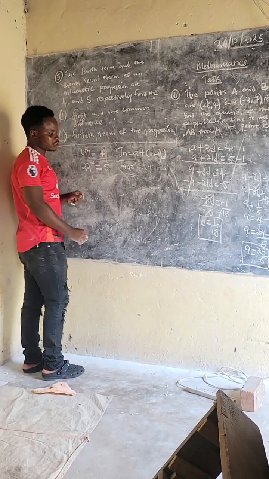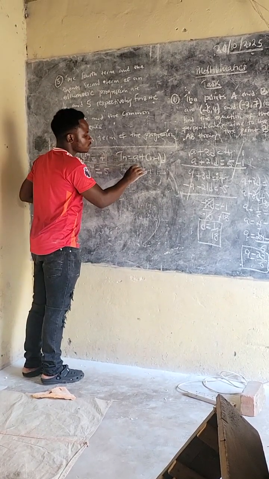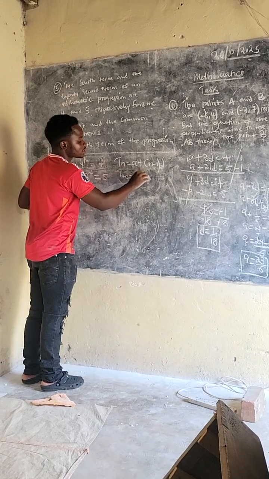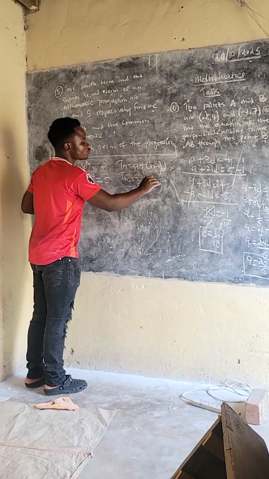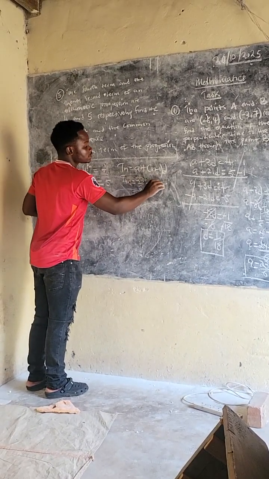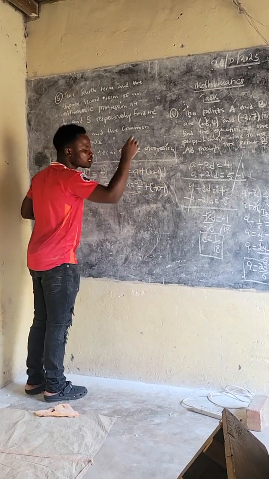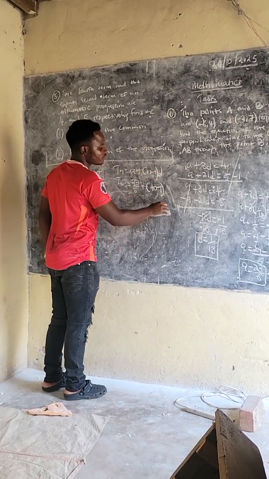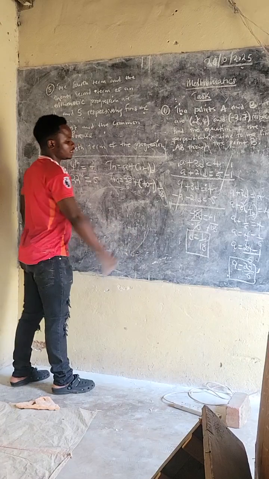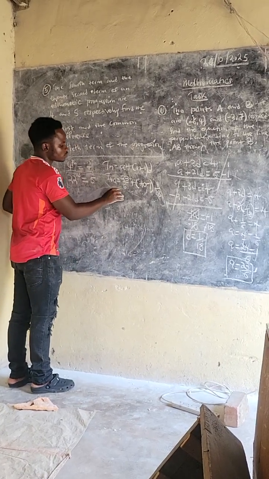Now we have the first term. What is our first term? It is 23/6. Plus, where there is n, we're going to put 40. Minus 1. What is our common difference? Our common difference is 1/18.